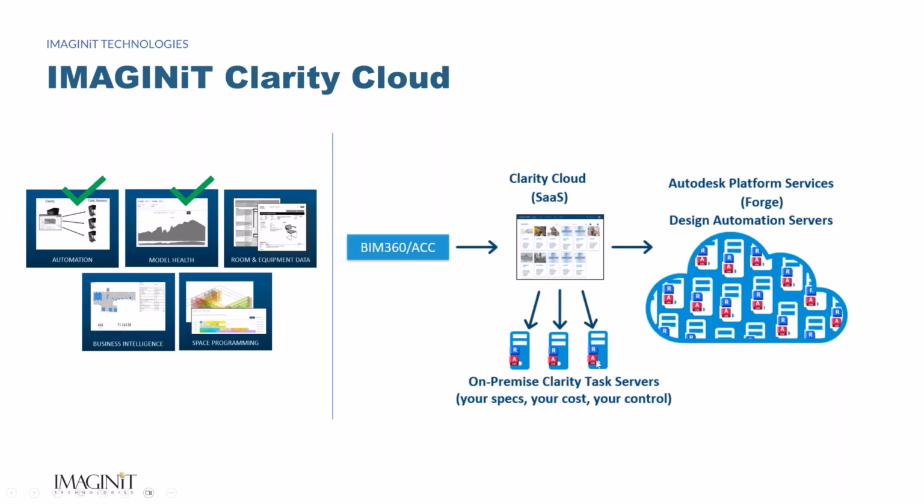In this model with the hybrid option, someone still has to manage the task servers on premise, but those are just like your normal engineer workstation kind of things. This is, of course, limited to just automation and model health. So if you're doing business intelligence or space programming or room and equipment data sheets, we don't have all of those features. There's other restrictions, but it's something that existing Clarity customers are at least giving a look at and starting to plot maybe when they might migrate up to here.